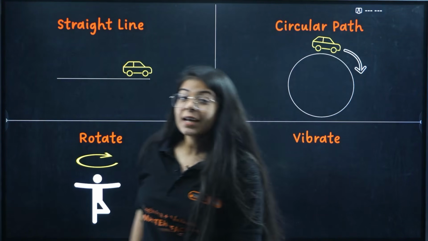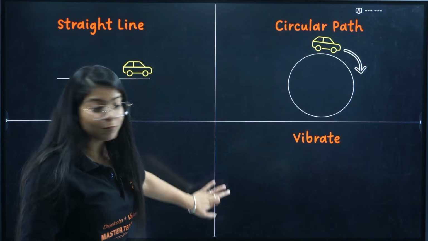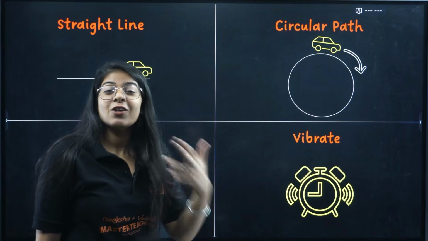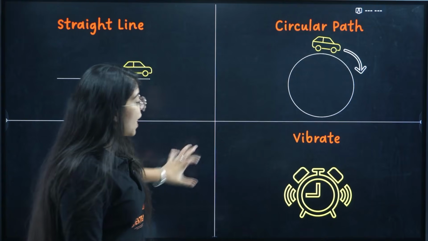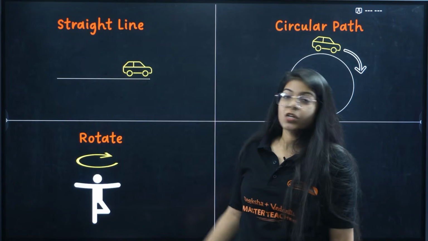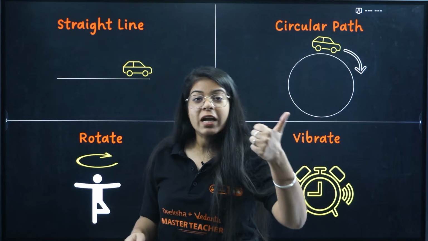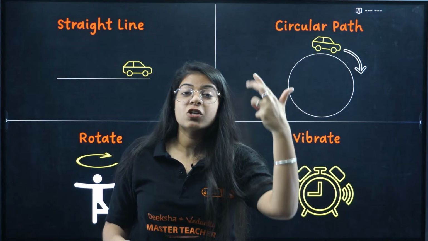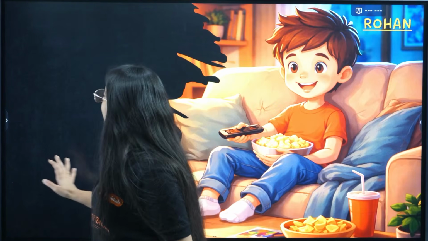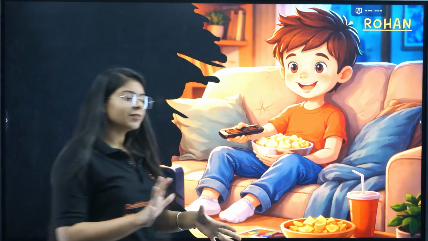Then we have vibration. You have seen alarm clocks, right? Or your phone vibrates. You're a new generation, I forget. Your phone vibrates, so this motion is called vibration. So we have 4 kinds of motion: straight line, circular path, rotation and vibration. Then understood? Okay, then moving on to one more thing.